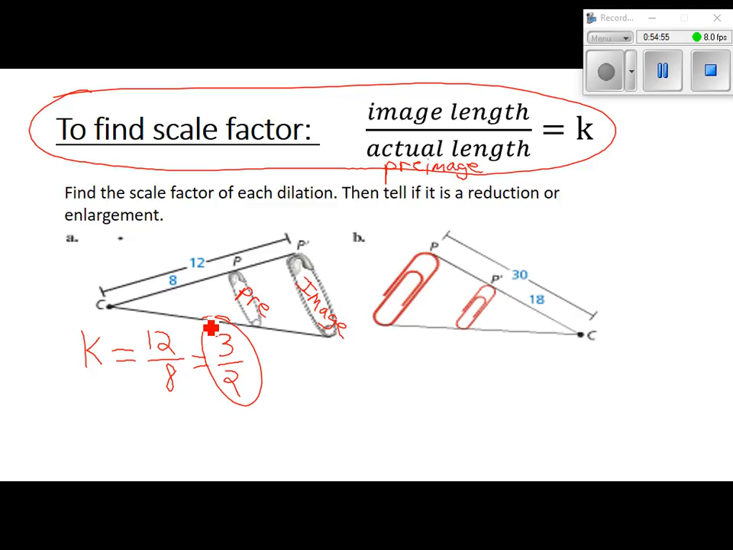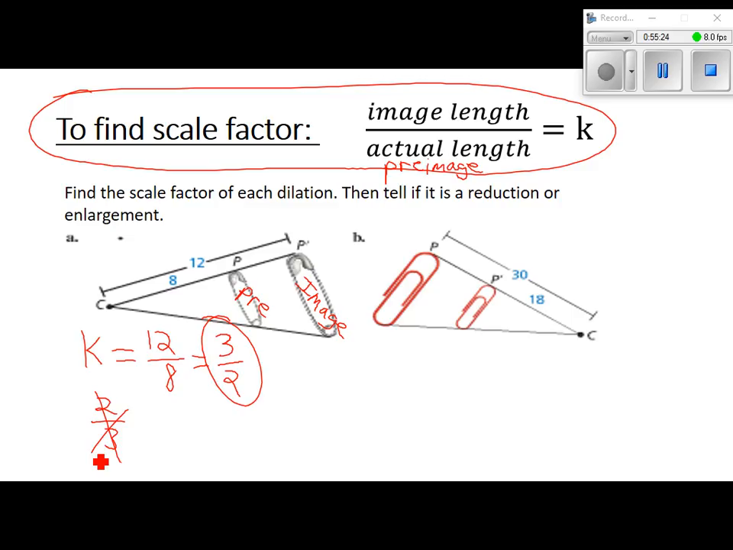Always make sure that your scale factor makes sense. 3 over 2 tells us what should have happened to the image, or should have happened to the pin. It should have got bigger. 3 over 2 is an improper fraction, so it should have got bigger. Did it get bigger? Yeah. And that makes it so it makes sense. If you had 2 over 3, if you turned them upside down, would that work? No. So you can tell that that's wrong.